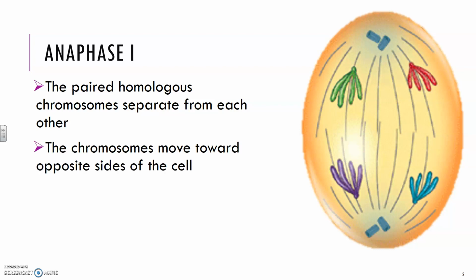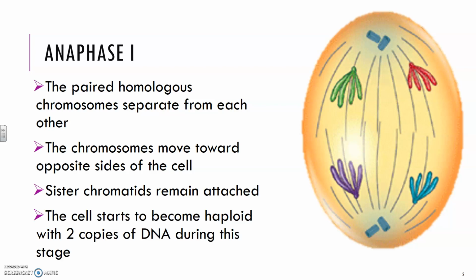Okay, so the homologous chromosomes move towards opposite sides of the cell. Important thing to remember is that each of these chromosomes is still comprised of 2 sister chromatids. So it is still duplicated DNA. Okay, so the sister chromatids remain attached to each other at the centromere. So the cell starts to become haploid with 2 copies of DNA on each side during this stage.